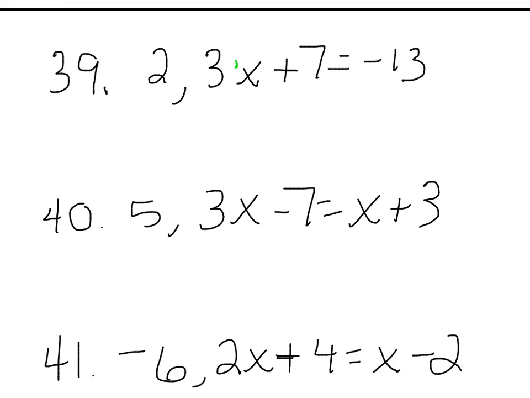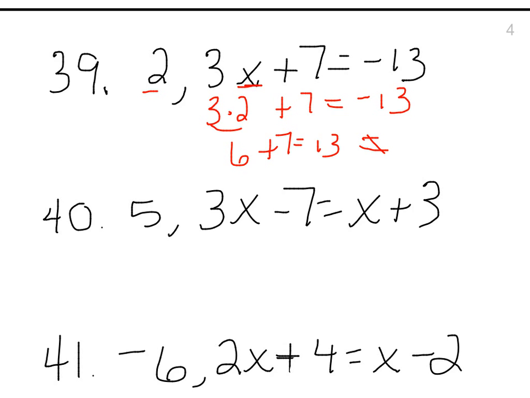Moving on to number 39, we are going to be seeing if the given value solves the equation. So I'm going to take the 2, plug it in where the x is and see if it is the solution. I'm going to say 3 times 2 plus 7 equals negative 13, and see if that's true. Well, 3 times 2 is 6. 6 plus 7 equals 13, and 13 does not equal negative 13. So the answer here would be no. It is not a solution.